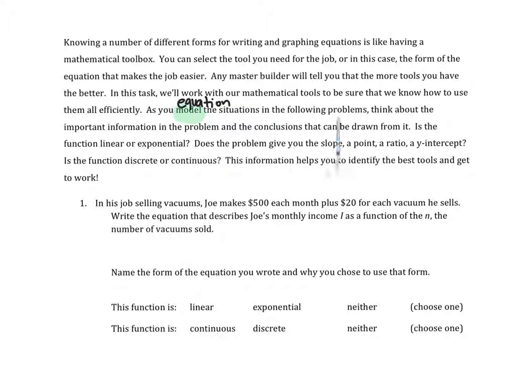Okay, so as you model the situations in the following problems, think about the important information in the problem and the conclusions that can be drawn from it. Is the function linear or exponential? Those are big words. I'm gonna highlight those words real quick. Linear or exponential. Does the problem give you the slope, a point, a ratio, a y-intercept? We know how to deal with all of those. Is the function discrete or continuous? Let's use a different color, blue. Discrete, continuous, let's use yellow for this. A slope, a point, a ratio, a y-intercept.